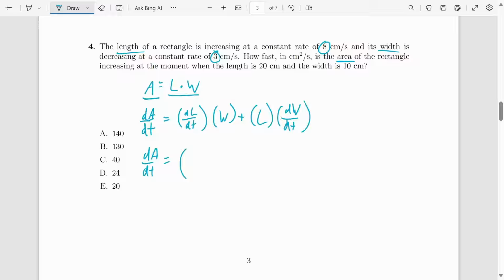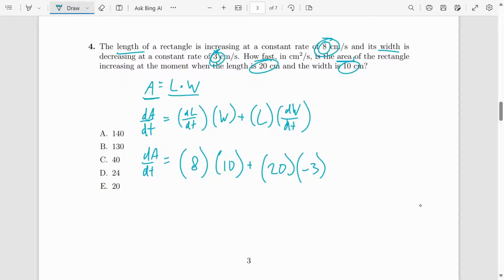Now on the right, dL over dt is the rate at which the length is changing. They give us that, that's 8, so we plug in 8. The width, just the standard width at that moment, is going to be 10, so we plug in 10 here. Then plus L, that's just the length at the moment, which is 20 centimeters, and then dW over dt, the rate of the width. I think it's going to be -3 because it's decreasing. We can check our work afterwards, but I think it's negative just because it's decreasing.